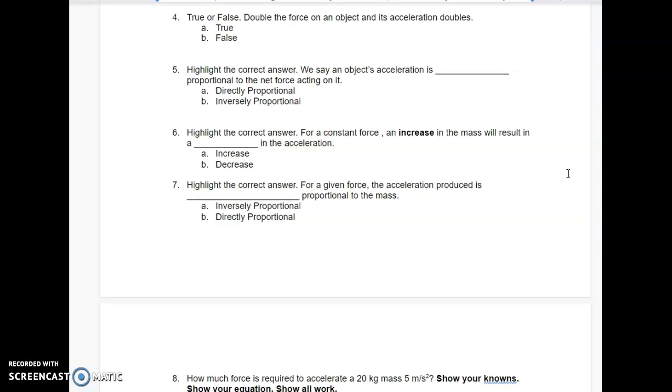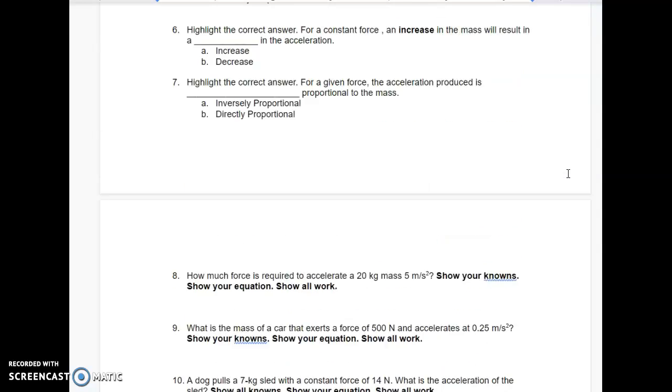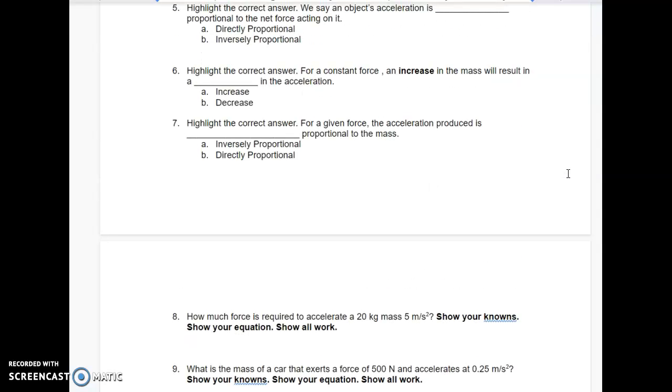This is inversely proportional. And that is just because if you increase your mass, you're going to see a decrease in your acceleration. If you decrease your mass, then you're going to see an increase in your acceleration. So you can see that the change is varied. It's not that 1-to-1 ratio, it's actually that 1 over 1 ratio. So if your mass is 1 and you change that mass to 2 kilograms, then your acceleration is going to be 1/2, or half of what it originally was.